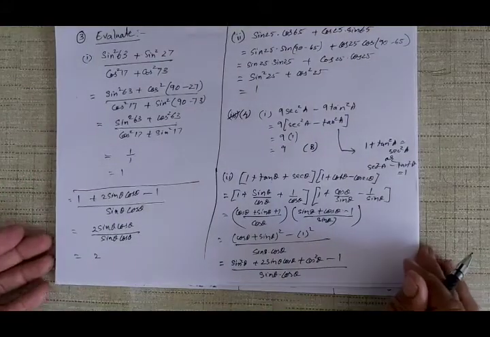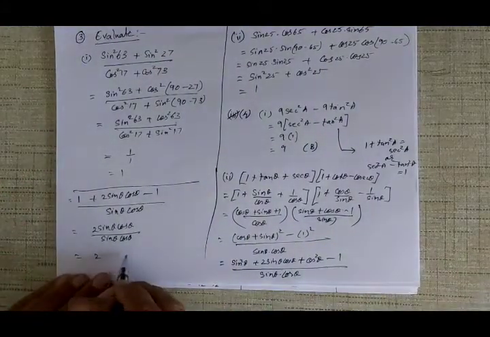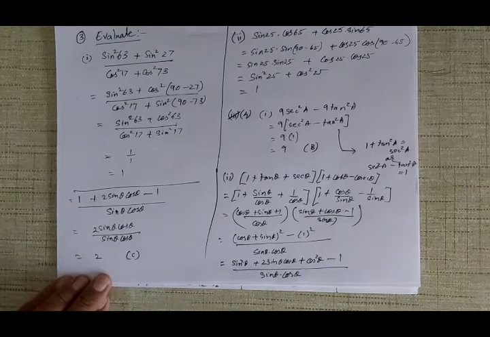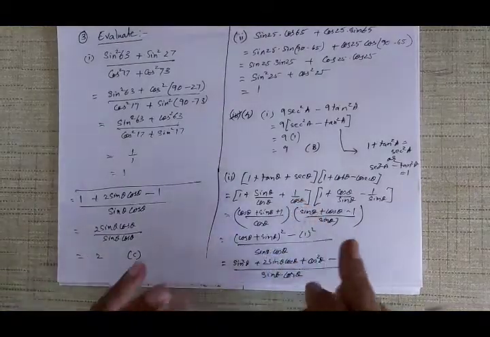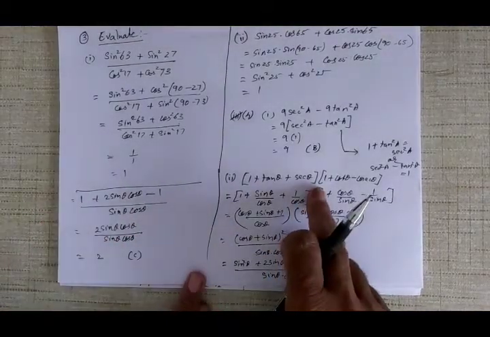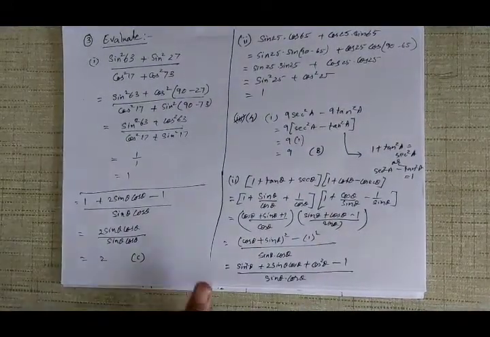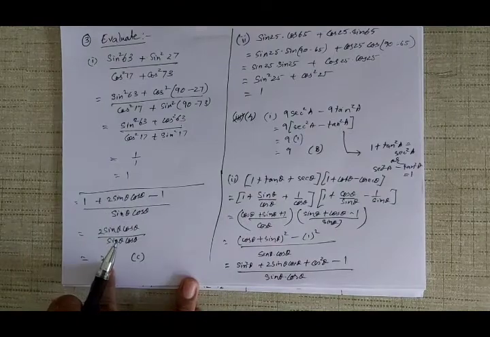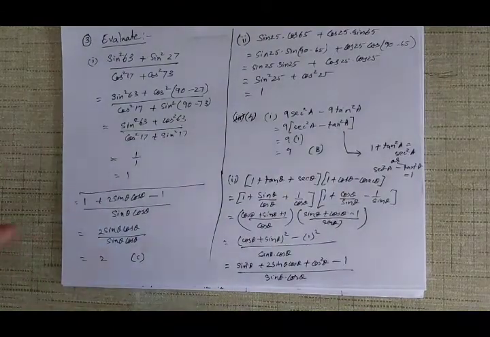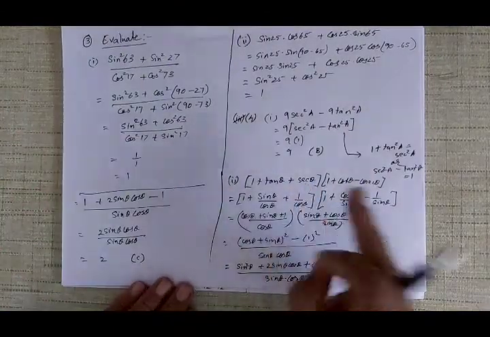Now look at the options there. This is option number C. So you can see this was again just like proving identities. This question could have been asked like an identity: prove that it is equal to 2. Then take the left hand side and show it is equal to 2. It is just like an identity.